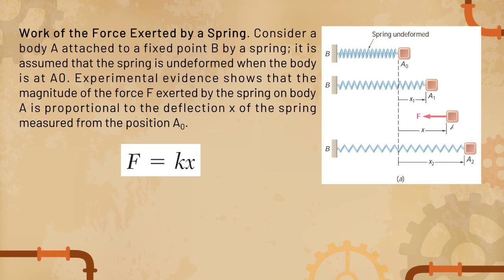Work of the force exerted by a spring. Consider a body A attached to a fixed point B by a spring. It is assumed that the spring is undeformed when the body is at A sub 0. Experimental evidence shows that the magnitude of the force F exerted by the spring on the body A is proportional to the deflection x of the spring measured from the position A sub 0. So we have F equals k times x, where k is the spring constant.